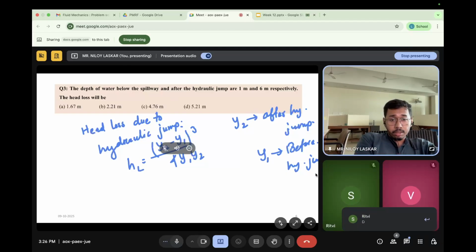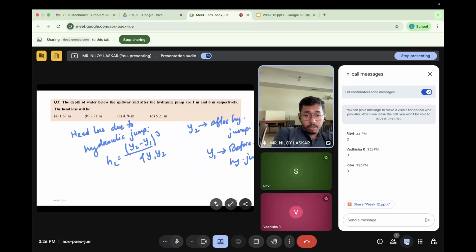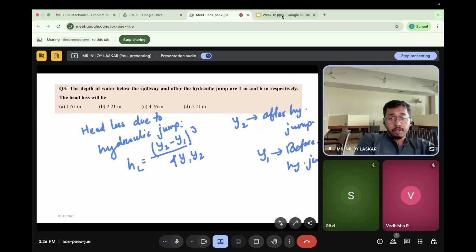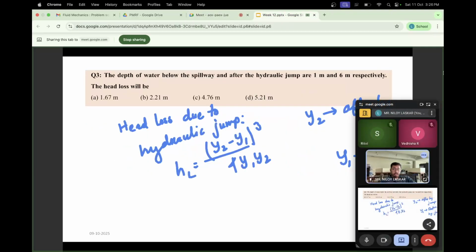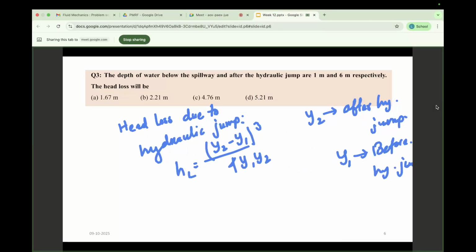Yes, so I have got the answer. Two answers I have got, the same answer, option D, 5.2 hour. Yes, that is the correct answer. So the correct answer is 5.21 meter.